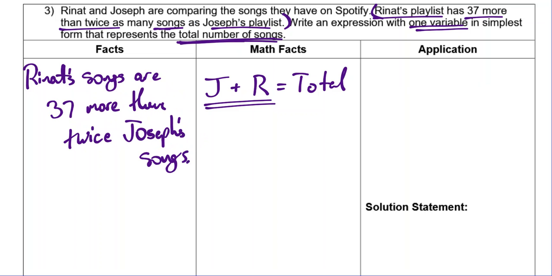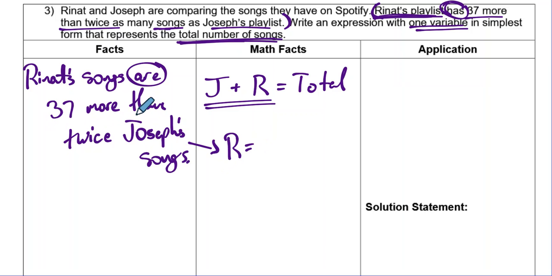So that's really just taking this information and rewriting it. Now I'm going to take that and rewrite it in terms of a math sentence. So Renat's songs are 37, actually this word, or has, or is, that's really telling me that there's an equal sign there. Because I'm saying that this amount, Renat's number of songs, is the same as whatever's coming next. So Renat's songs, I'm going to say that's R, are equal to 37 more than twice Joseph's songs.